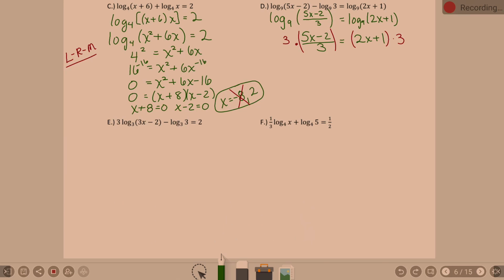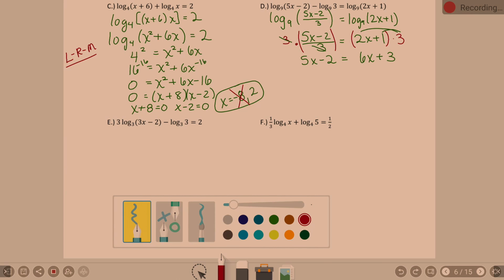What happens on the left? 3 cancels and you're left with 5x minus 2. What happens on the right? What'd you say? I think you had it. 6x plus. Yeah, can you go ahead and distribute that 3? You have to sometime, now or later, so 6x plus 3. Now what?